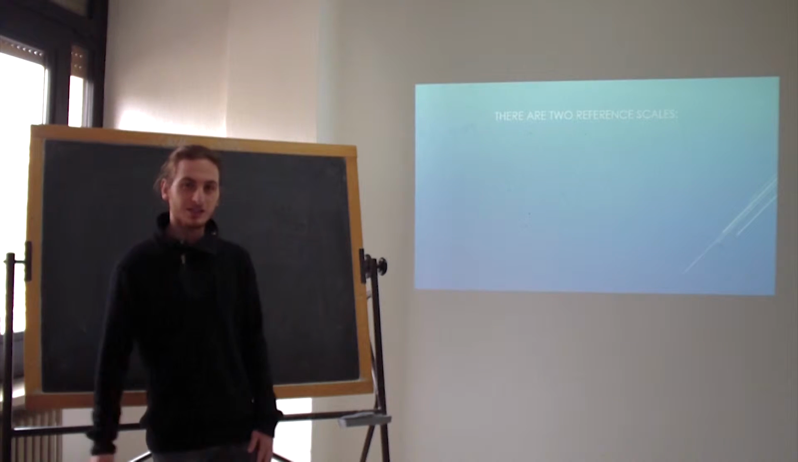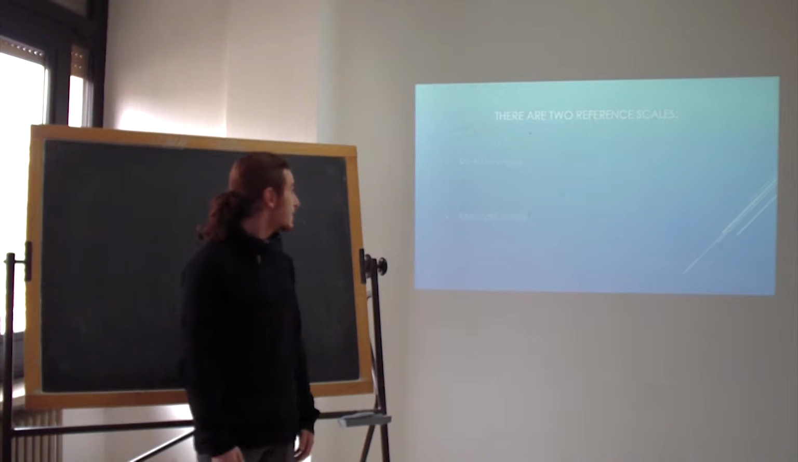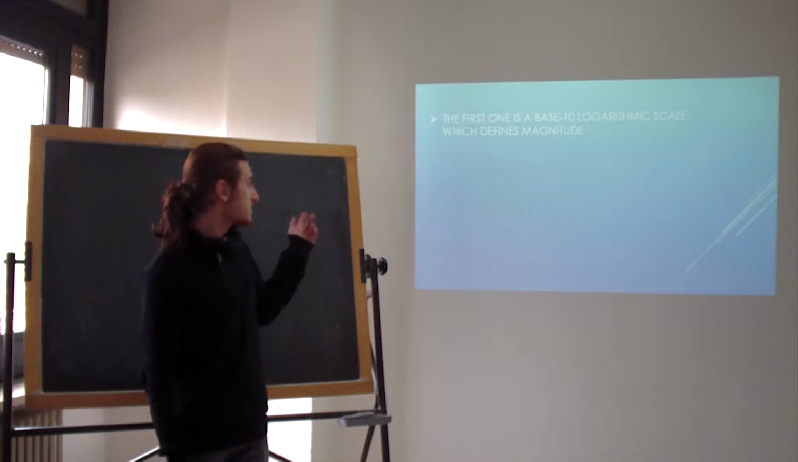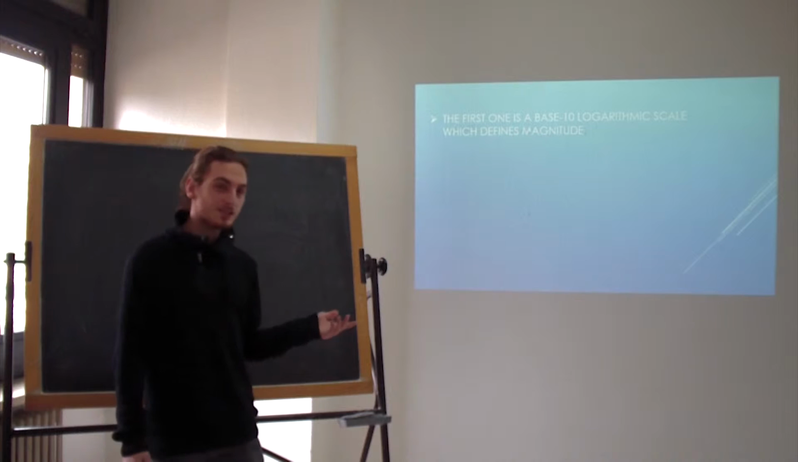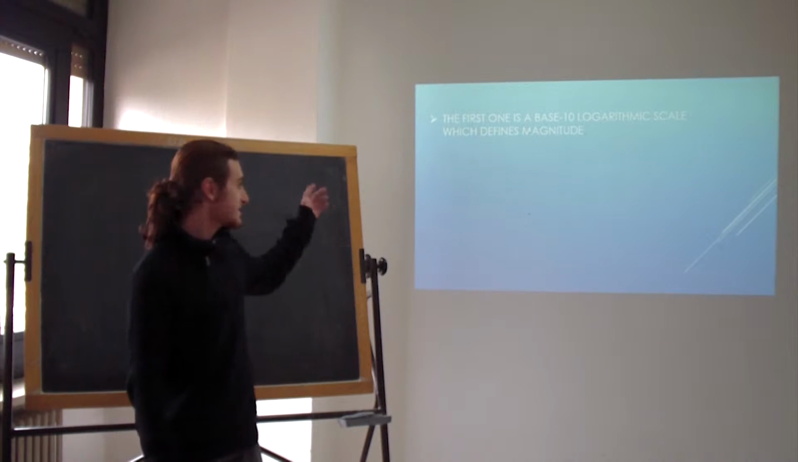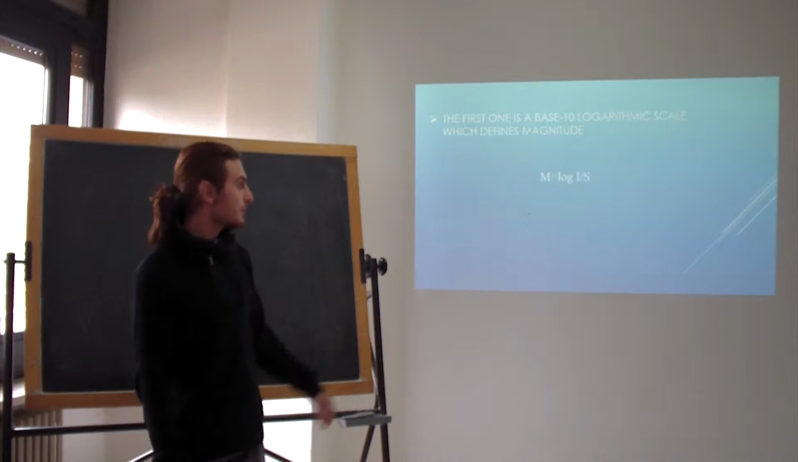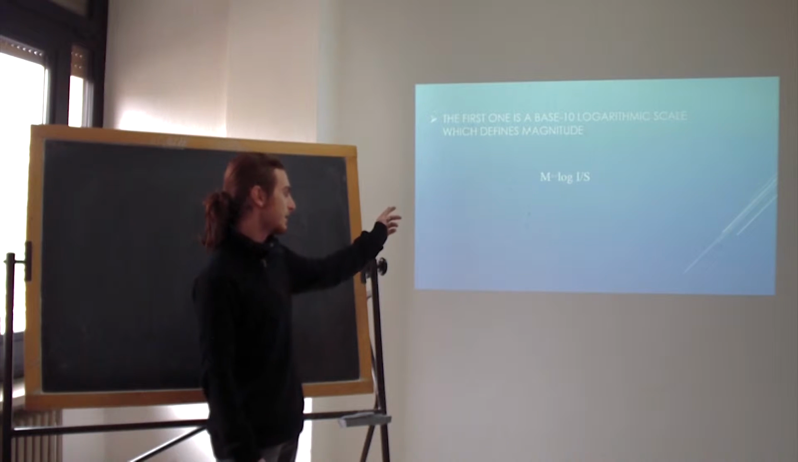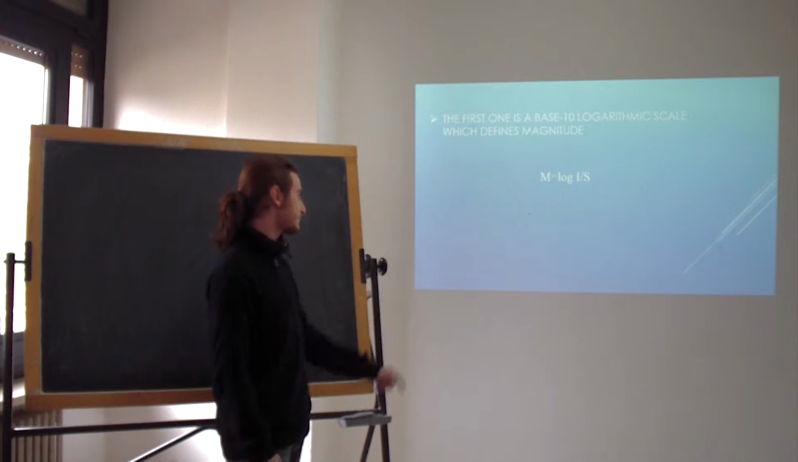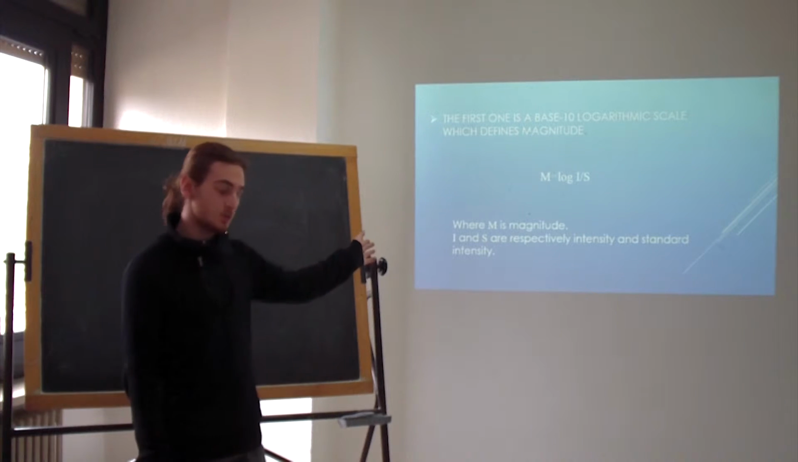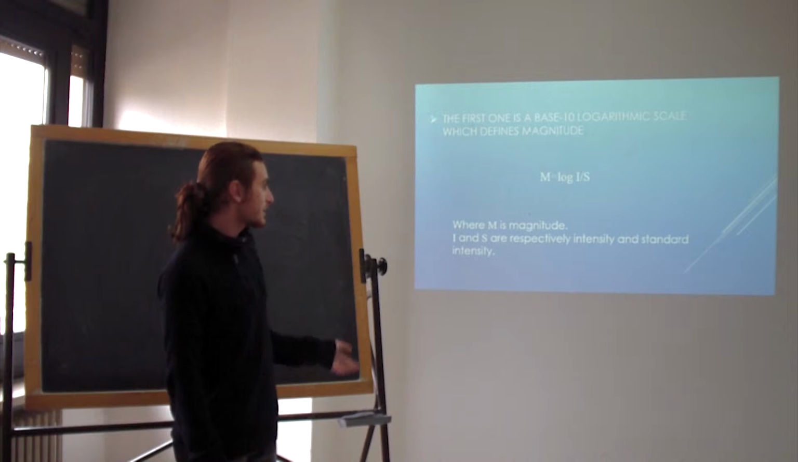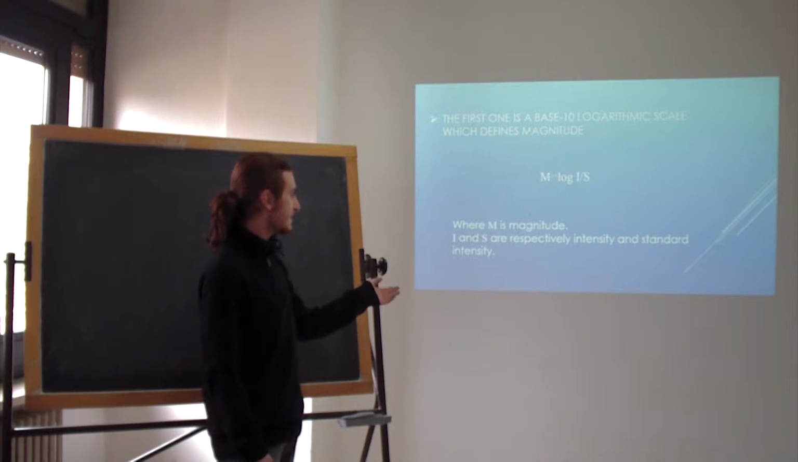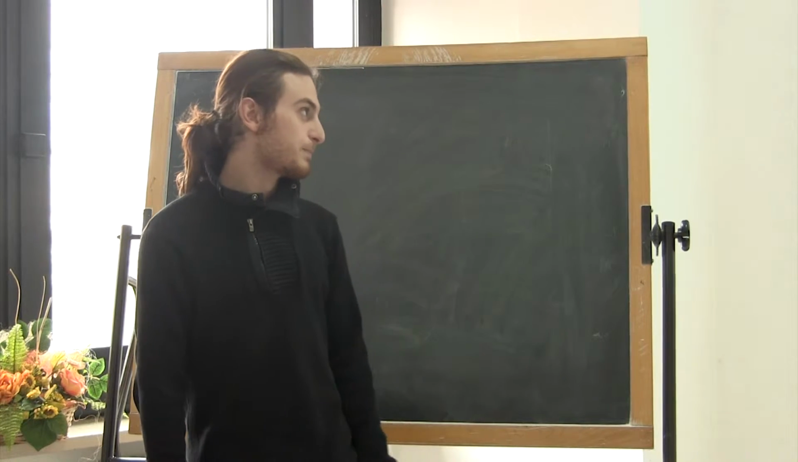So, I am Antonio, and there are two different scales, Richter scale and Mercalli scale. The first is a base 10 logarithmic scale, which defines the magnitude. It's represented by a formula M is equal to log E divided by S, where M is magnitude, and log is logarithmic in base 10, and E is intensity and S standard intensity.